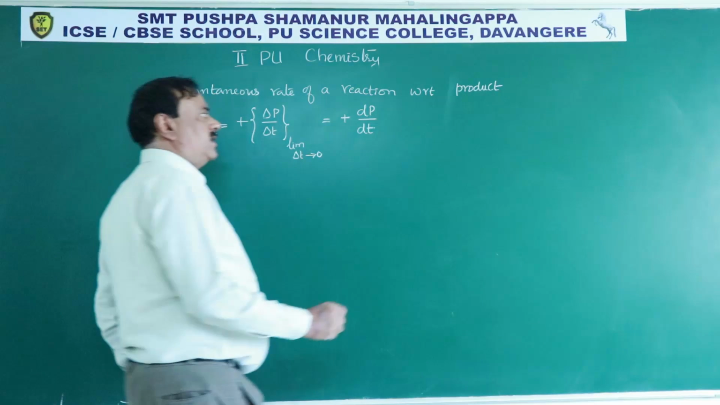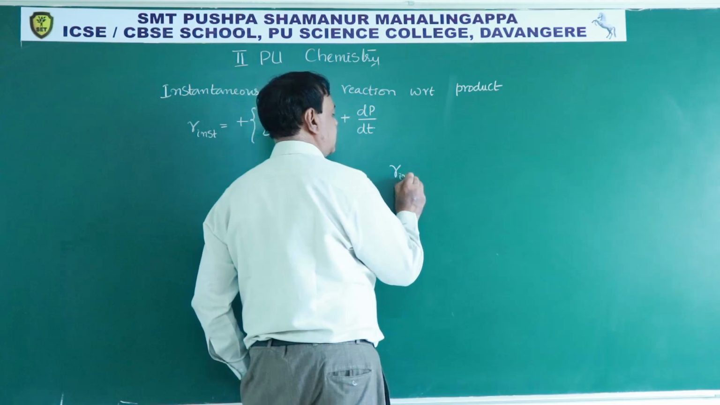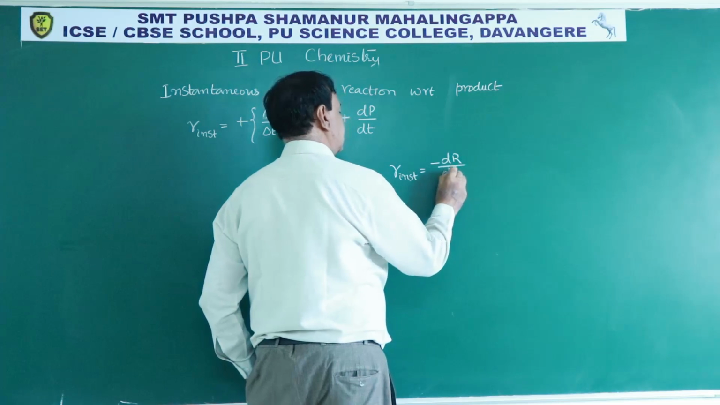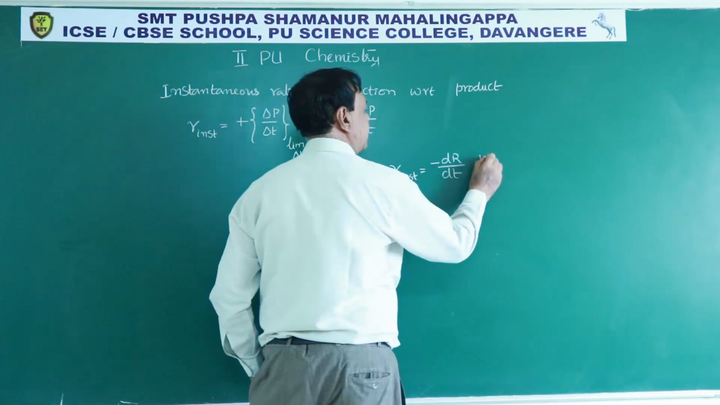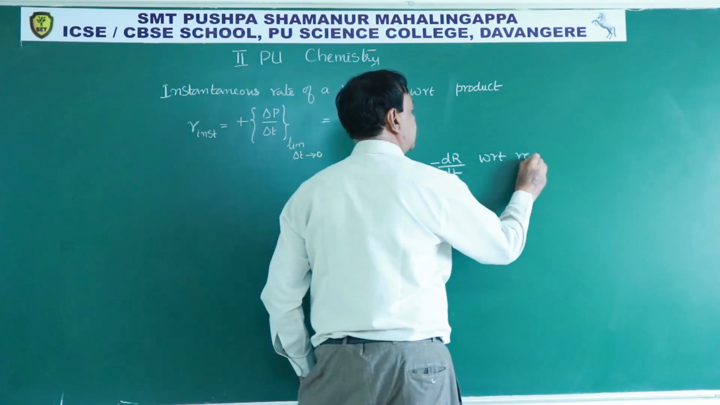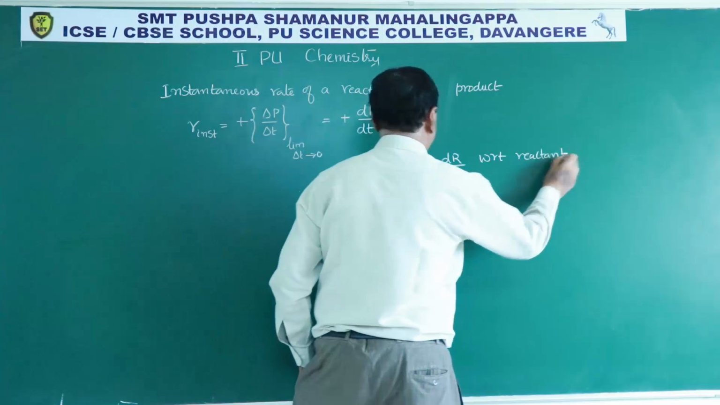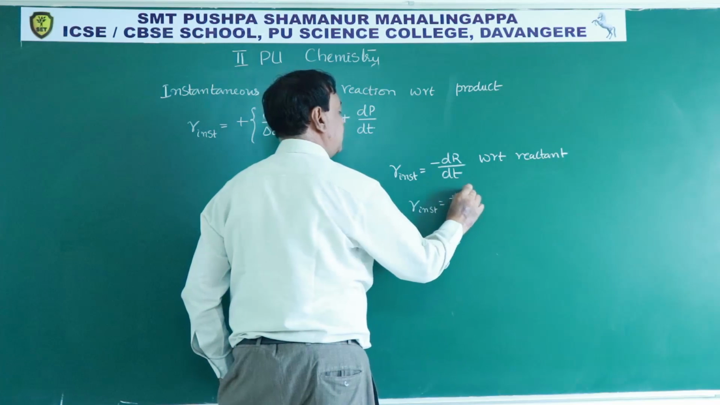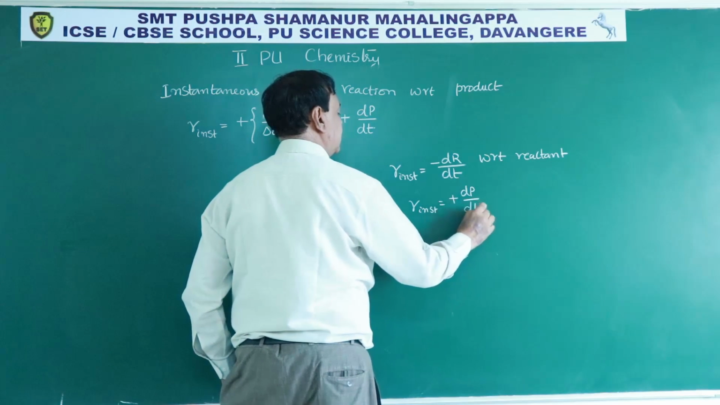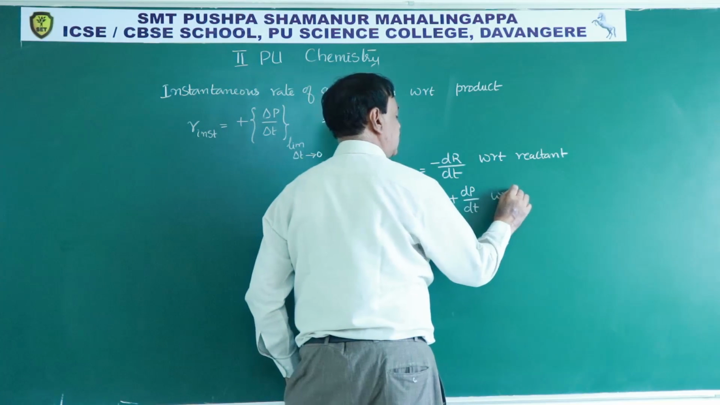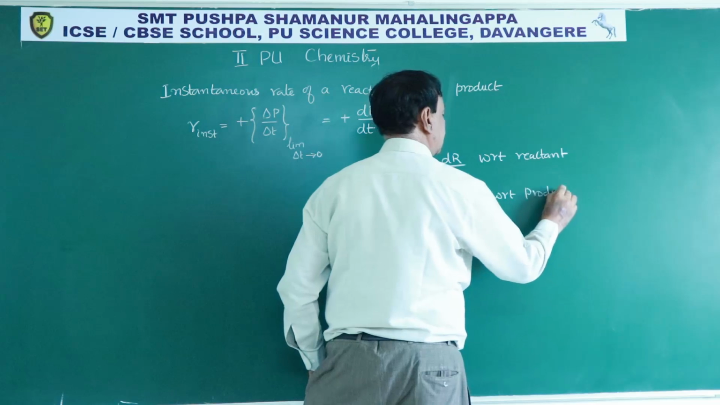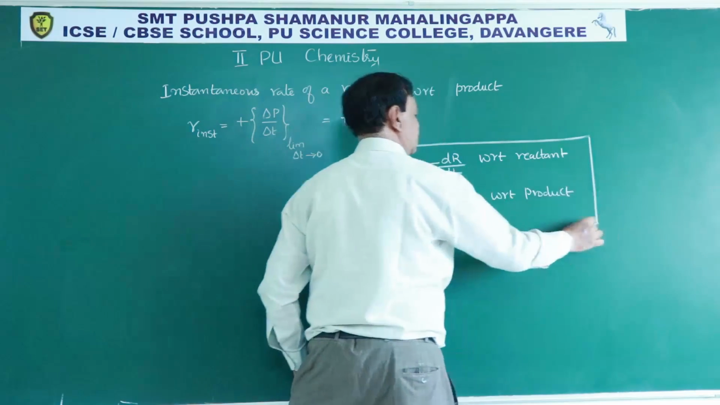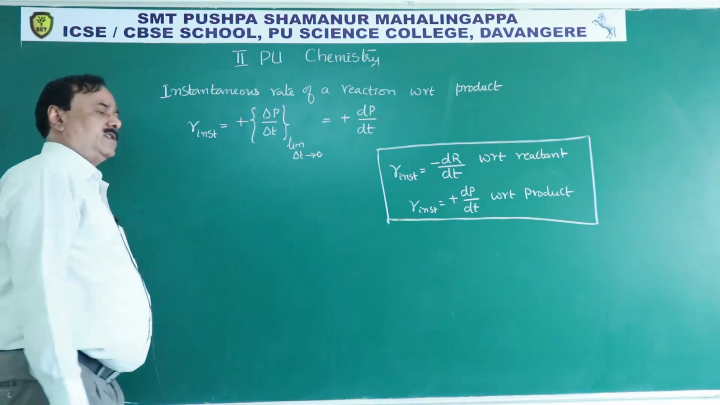Therefore R instantaneous is given by minus dR divided by dt, that is with respect to reactant. And R instantaneous is given by plus dP divided by dt, that is with respect to product.